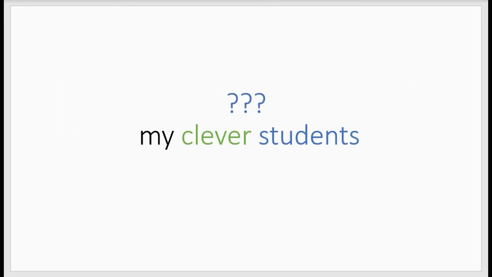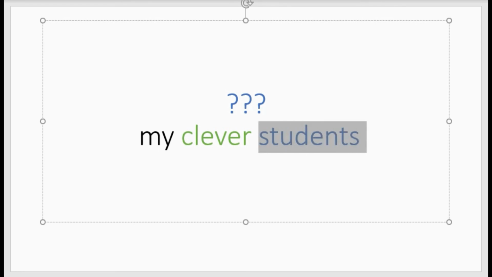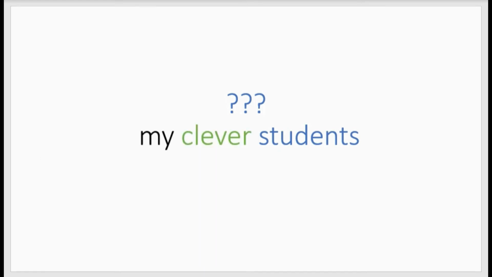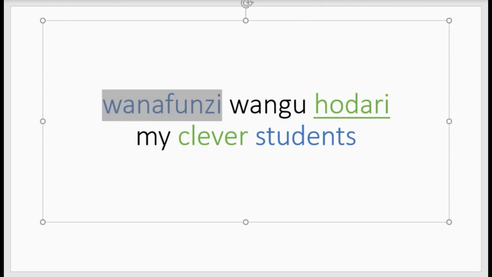So, my clever students, you can see the noun here in English is at the end of the sentence. The adjective and possession come before the noun, but in Swahili it is the opposite. Wanafunzi wangu hodari. You can see the adjective is now at the end of the sentence, and here you have possession. Wanafunzi wangu hodari. My clever students.